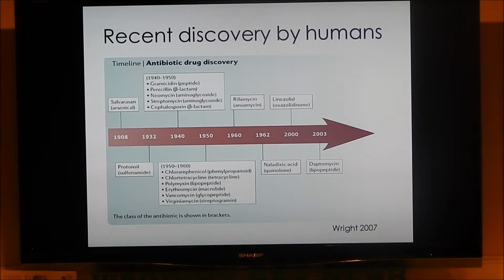And our discovery of these antibiotics has been relatively recent. On this timeline, they're showing some pre-antibiotic uses that were available. But as we're going onwards, you can see here's penicillin, as well as a lot of other antibiotics that you may be familiar with, going onwards into 2003. Now, these are obviously not all the antibiotics that they discovered. They've just chosen a few for this figure.